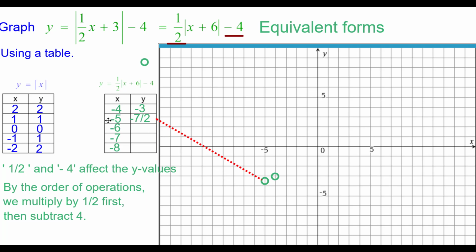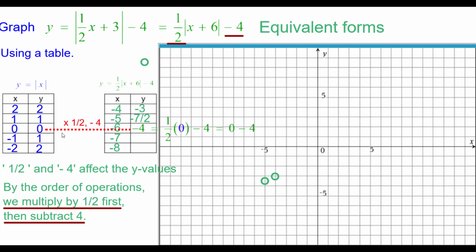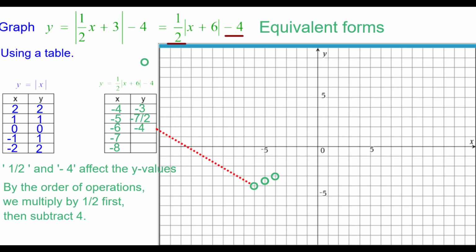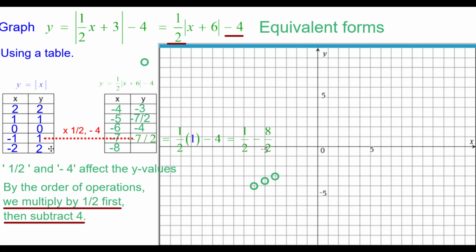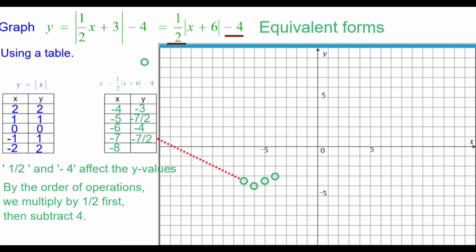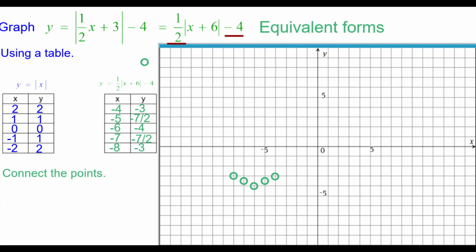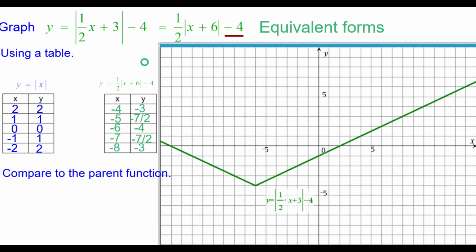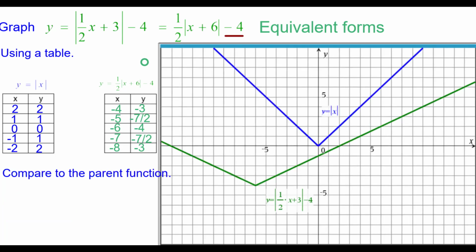We ask that you pause the video and finish these 3 points and plot them. Resume when you're ready. 0 times a half is 0, minus 4 is negative 4. So negative 6, negative 4. And we did the last two really up here. So we're going to get negative 7 comma negative 7 halves, or negative 3.5. And negative 8 comma negative 3. Connect the points into an absolute value V. We like to compare it to the parent function.